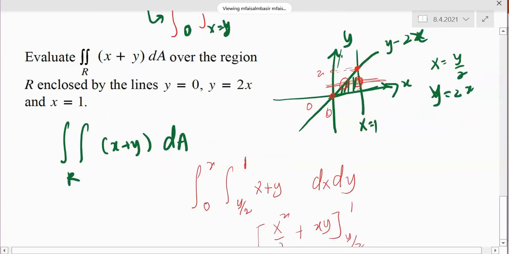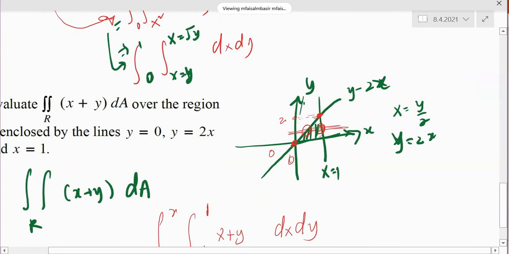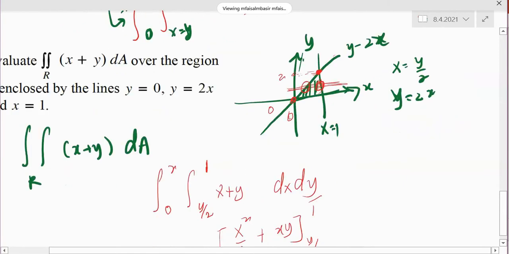Okay, macam ni. 0 to 2, faham? For limit y. Okay, yang x ni, kan dalam ni x kan? Right. This should be x equals to something. So x from this line is y over 2. Understand?